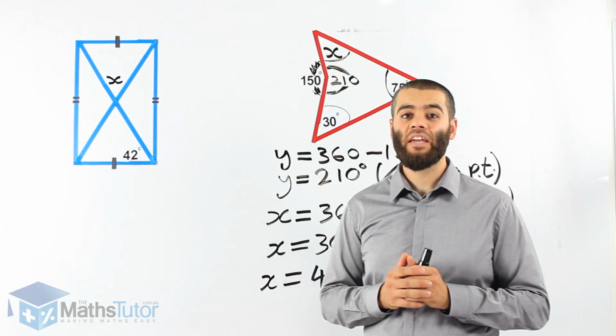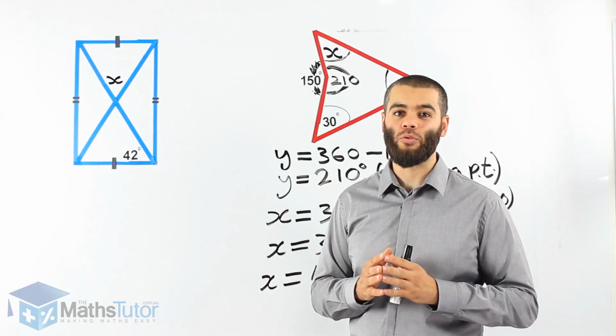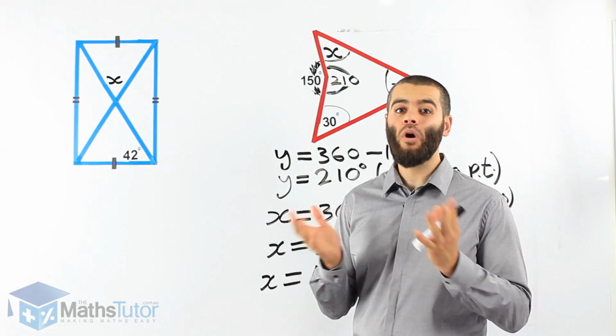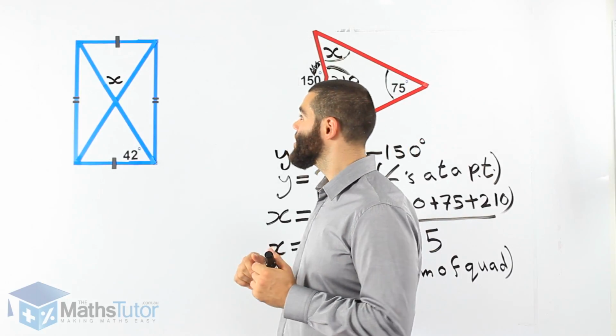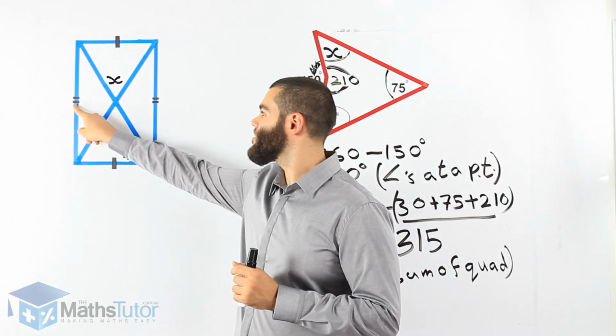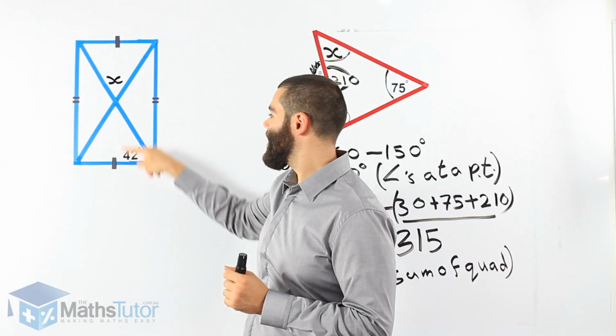Hey guys, the next example. The next example we can see is another quadrilateral. It's a four-sided shape. What kind of four-sided shape is it? It's a rectangle. How do we know? We have two long sides, we know they are equal. Two short sides, they are equal.